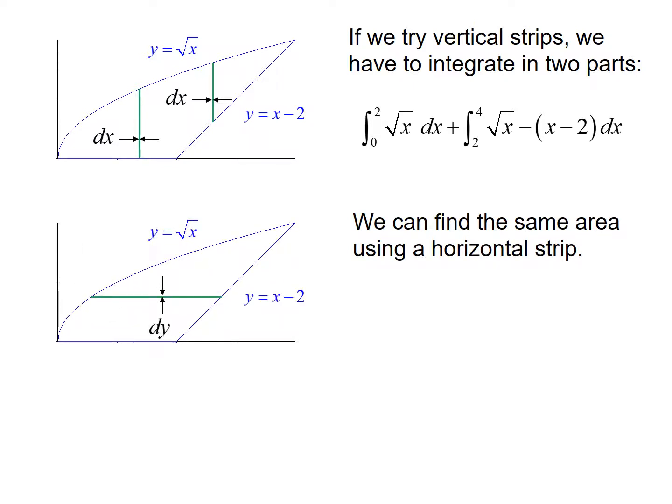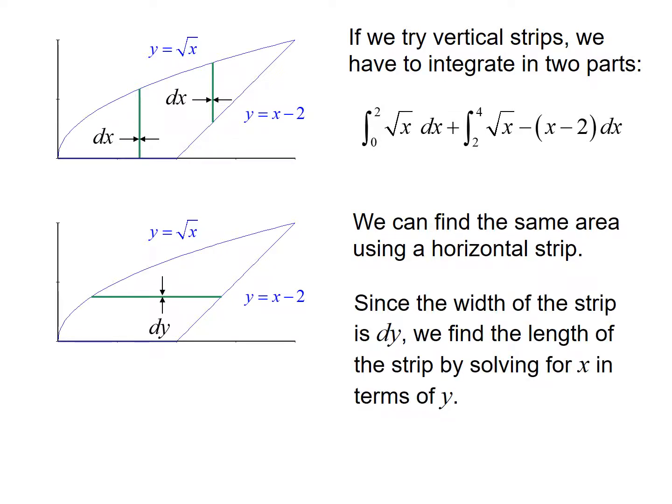We could do the same problem by switching the orientation of that strip to make it horizontal. Now the thickness is dy, which means we need all of our equations in terms of y. So if y equals root x, that means x equals y squared. If y equals x minus 2, that means x equals y plus 2.